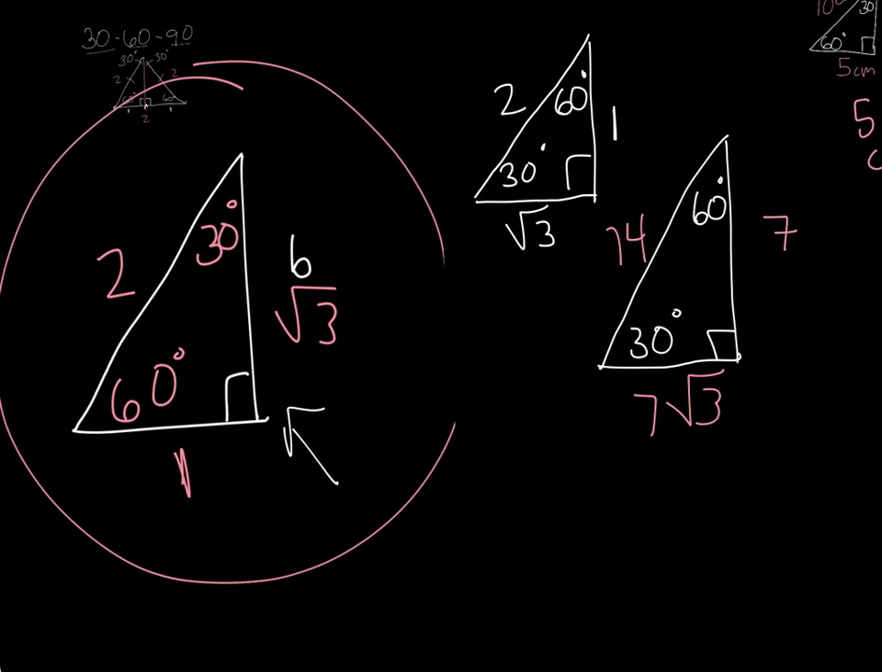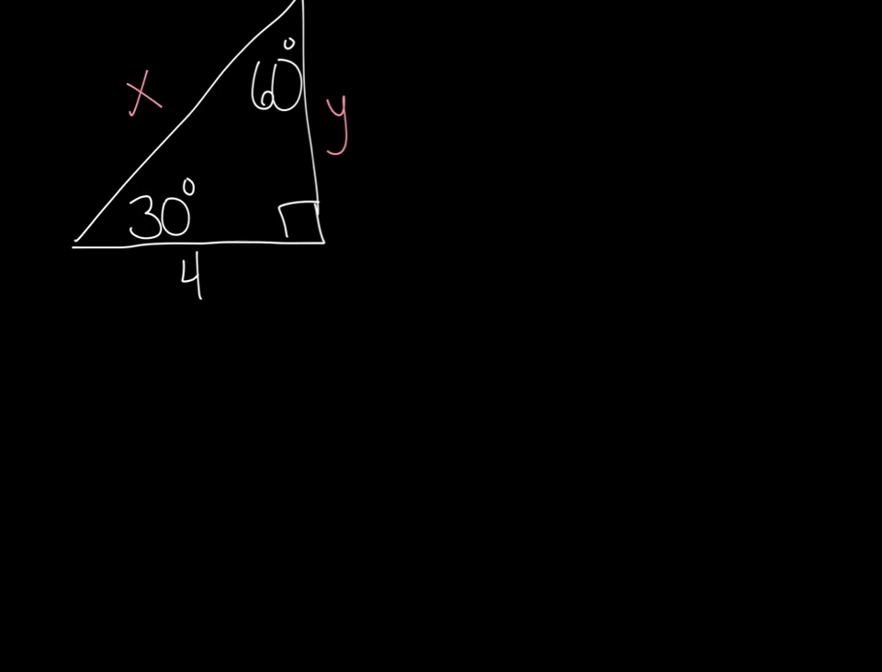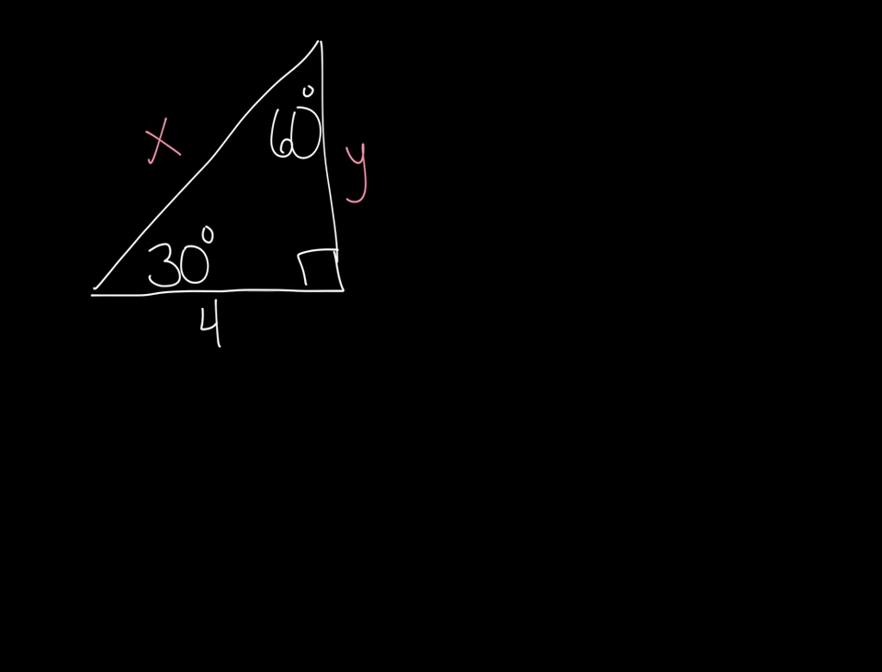Well, what if the numbers don't work out so nicely? Let's look at one more example on how we might apply this. So in the following triangle, or in this triangle example, we're supposed to solve for x and y. But we're given only one side, but we're told it's a 30, 60, 90 degree triangle.